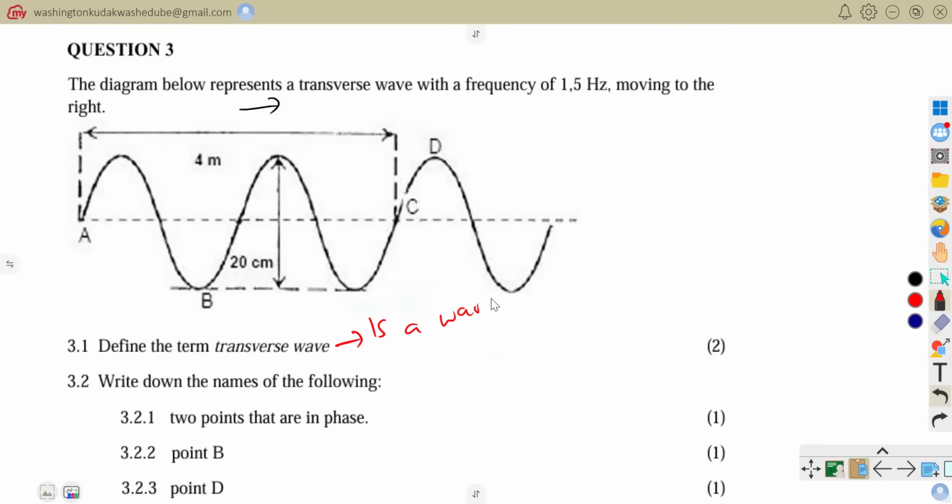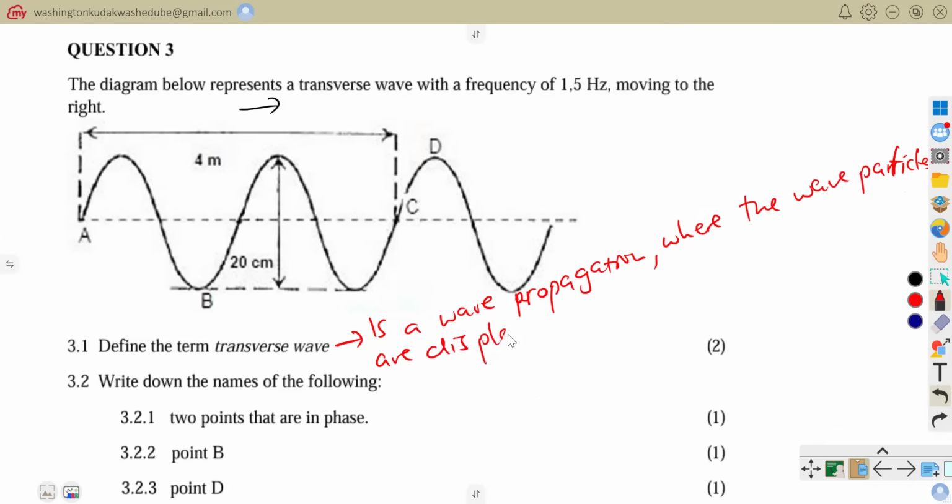is a wave propagation where the wave particles are displaced perpendicular to the direction of propagation of the wave.